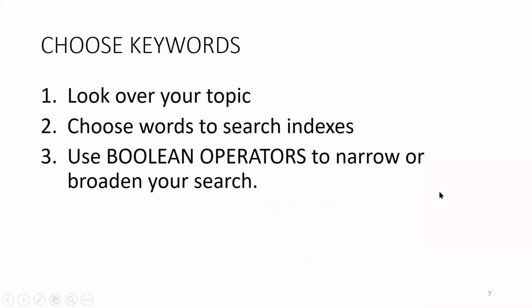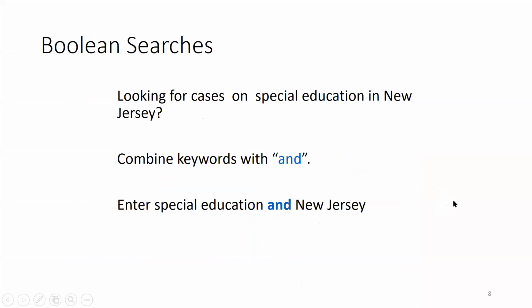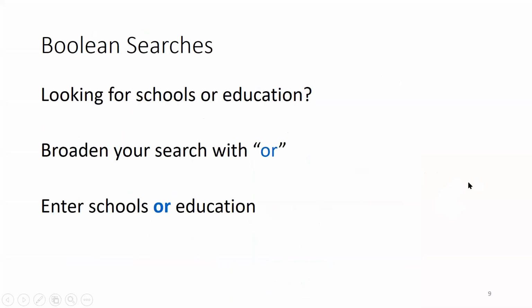You can look over your topic and choose words to search indexes. If you're looking, as I was, for cases on special education in New Jersey, you combine your keywords with "and." So you'll put into the search box special education and New Jersey. If you're looking for schools or education, or you want to broaden your search, you can use the Boolean operator "or," or you could put in schools or education.